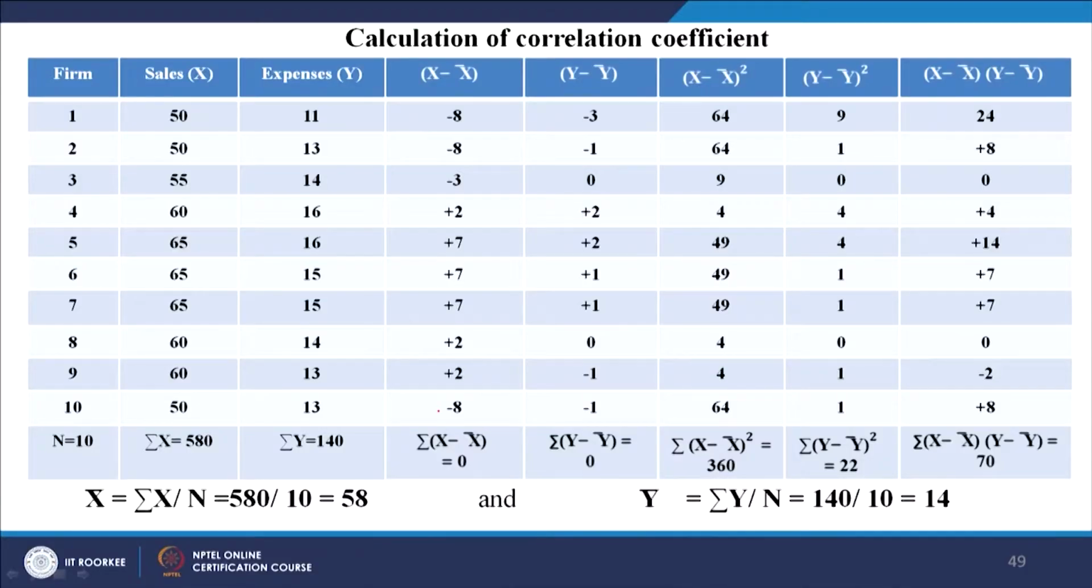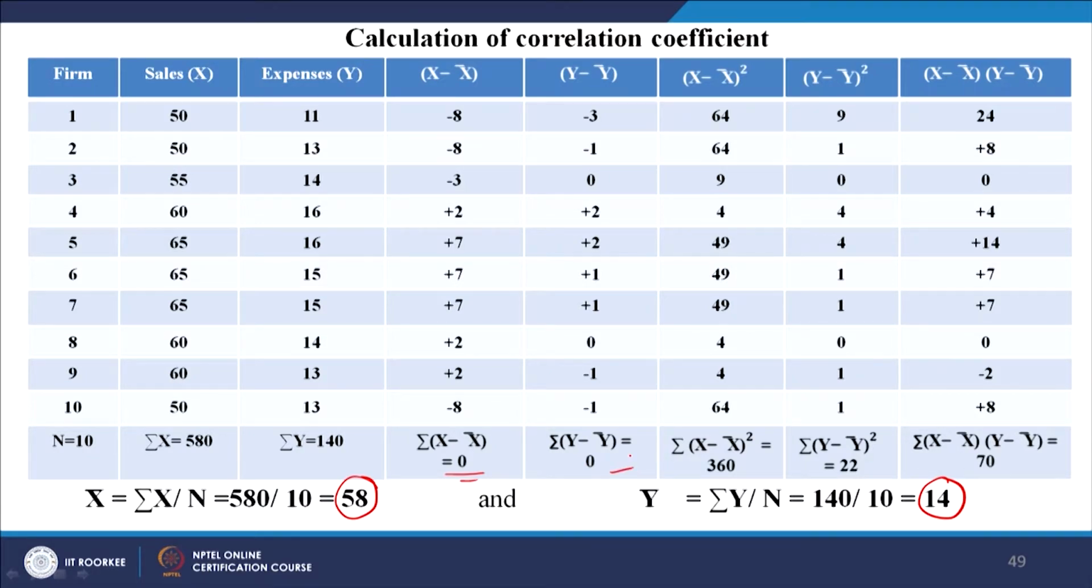So, first we find out x minus x bar. 580 divided by 10, so this is my x bar, my y bar is 14. Okay. Then x minus x bar: 50 minus 58 is minus 8, 55 minus 58 is minus 3, 60 is 2, it goes on, right. So, this total is 0. Similarly, if you look at y minus y bar, it is again 0.